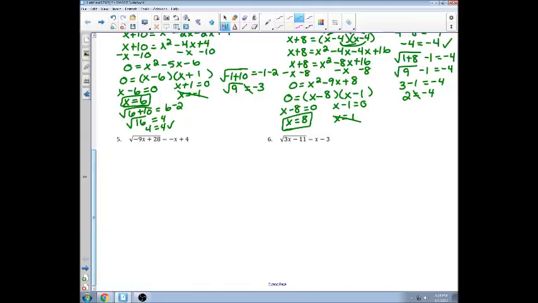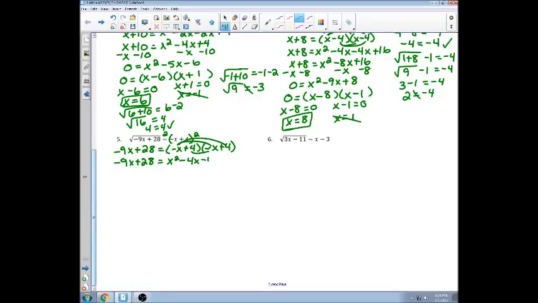Again, the radical is by itself, so I can go ahead and square both sides. So negative 9x plus 28 equals negative x plus 4 times negative x plus 4. Negative 9x plus 28 is equal to negative x times negative x, which is x squared. Negative x times 4 is negative 4x.